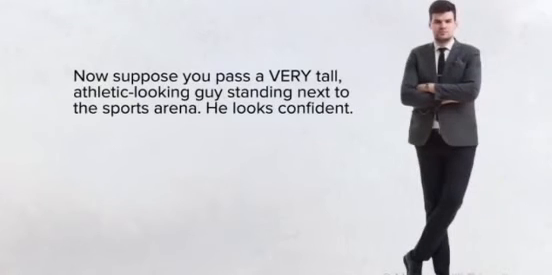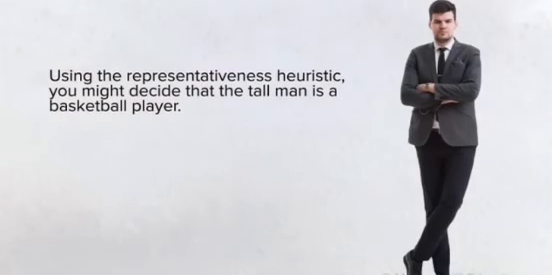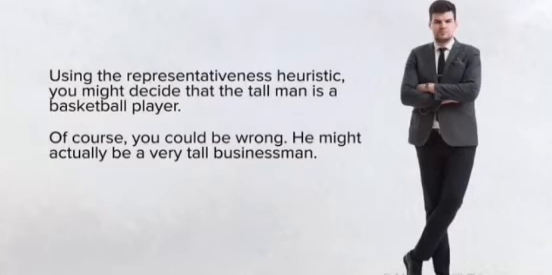Now, suppose you pass a very tall, athletic-looking guy standing next to the sports arena. He looks confident. Using the representativeness heuristic, you might decide that the tall man is a basketball player. Of course, you could be wrong. He might actually be a very tall businessman.